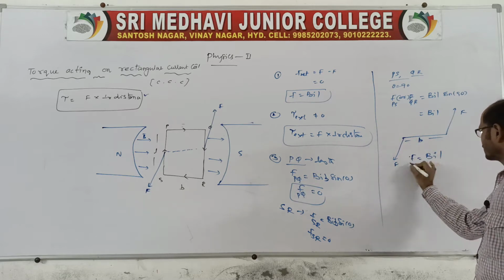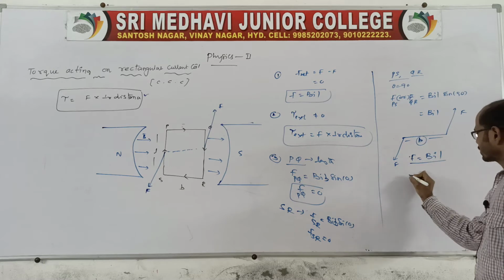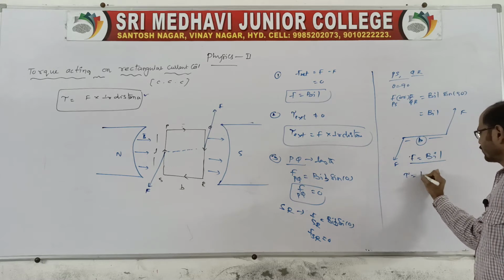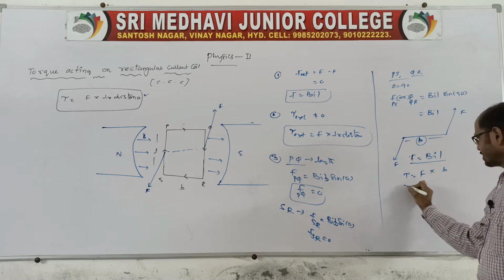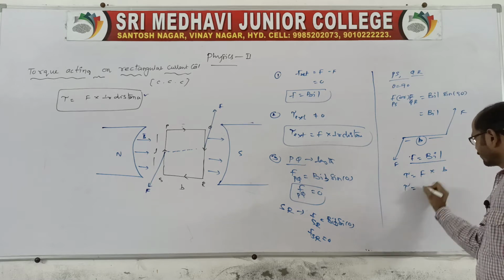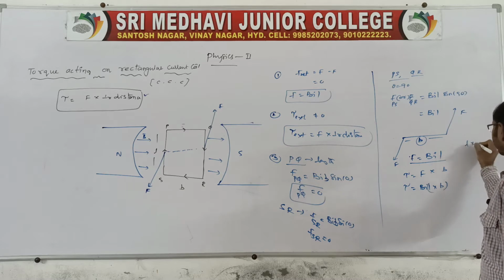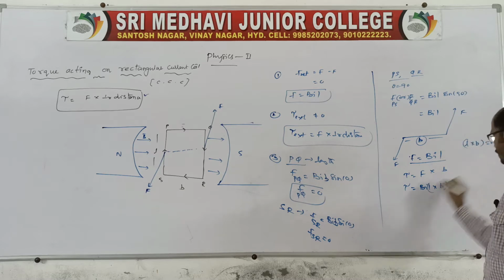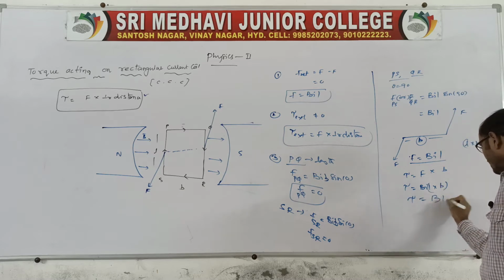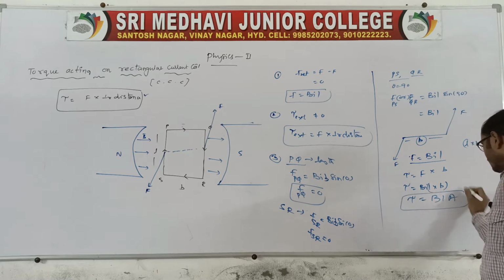This is the force, and the distance is perpendicular. Therefore, torque is equal to force into perpendicular distance, which is B. Therefore, torque is equal to BIL into B. L into B is nothing but the area, right? So torque is equal to BIA. This is the torque formula, right?